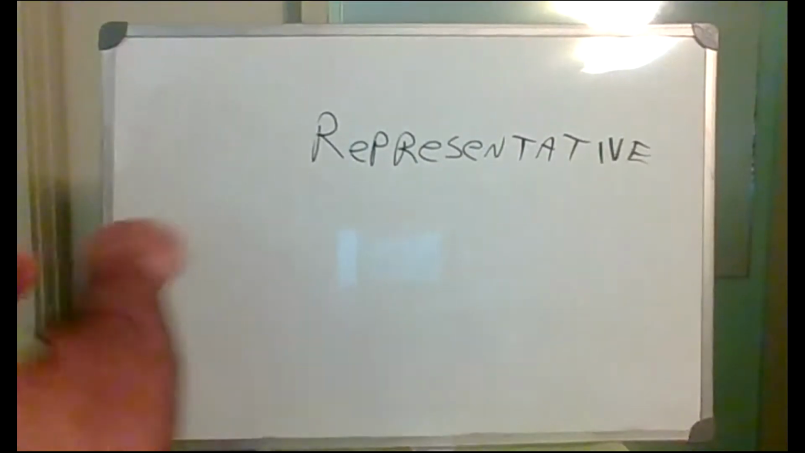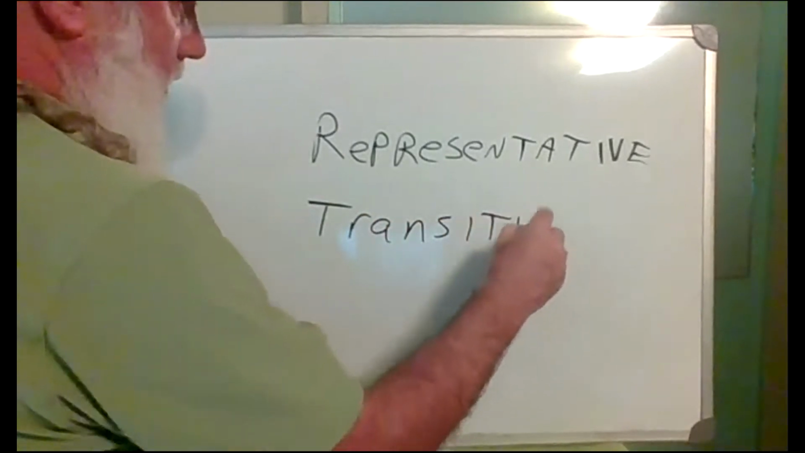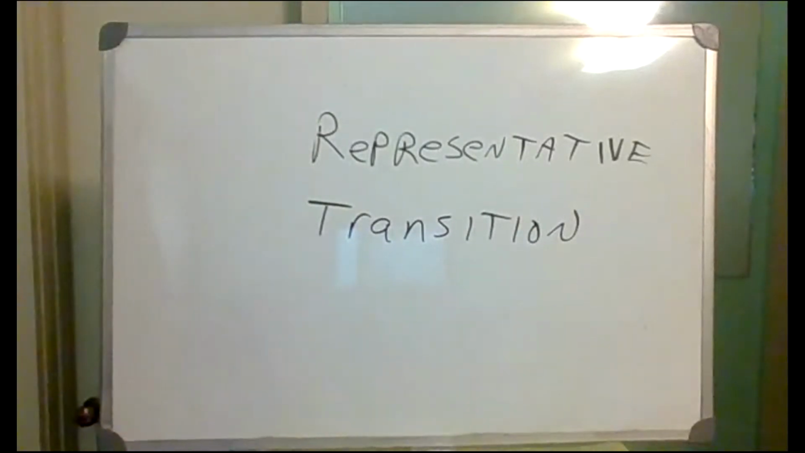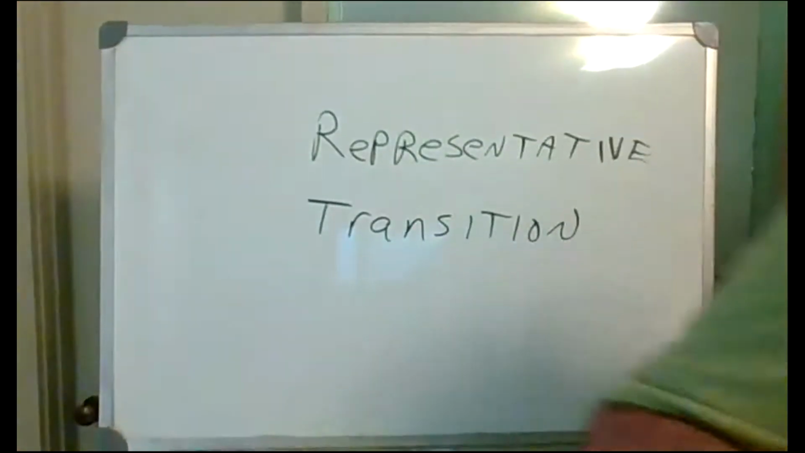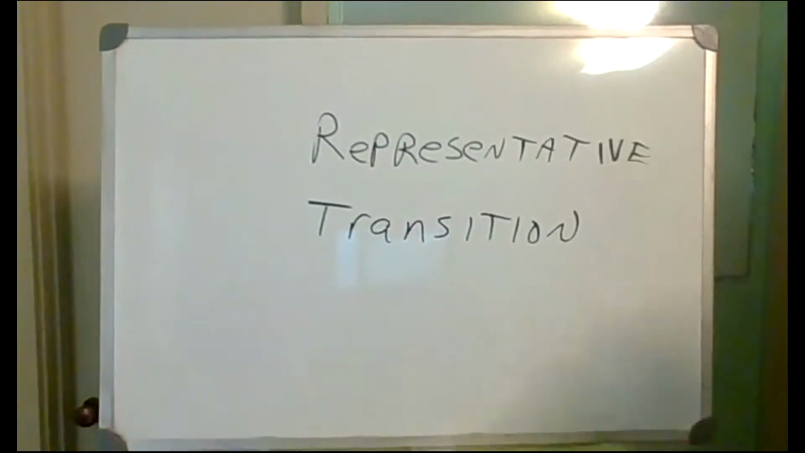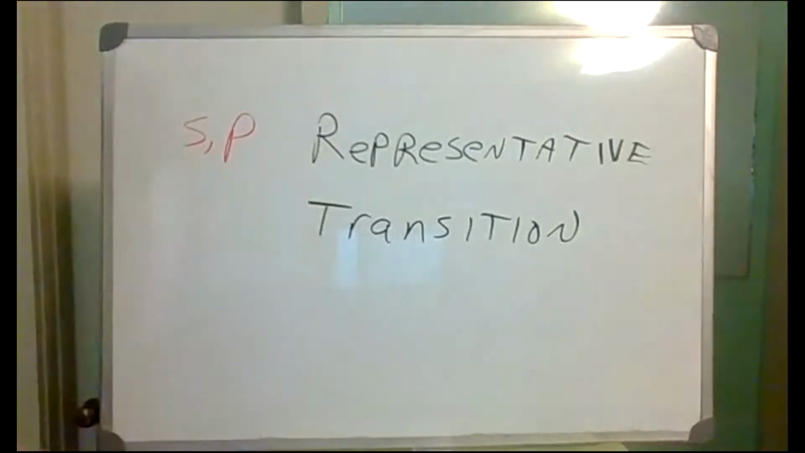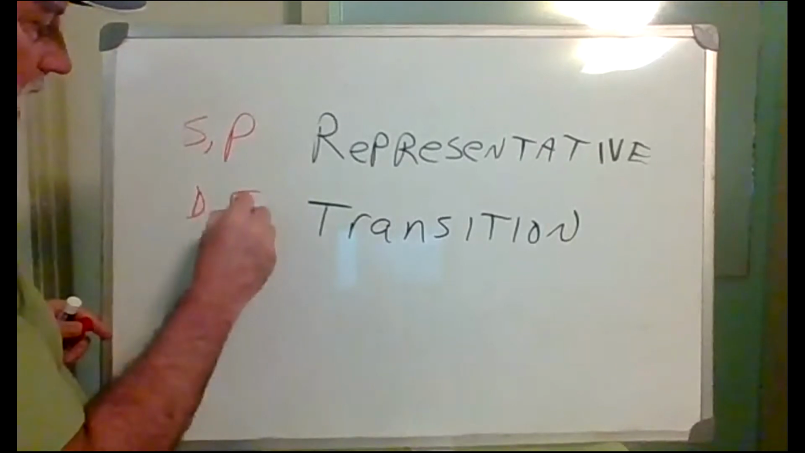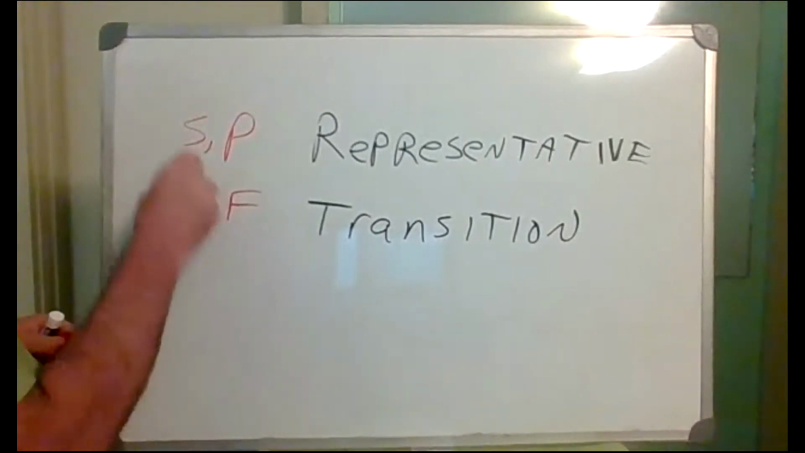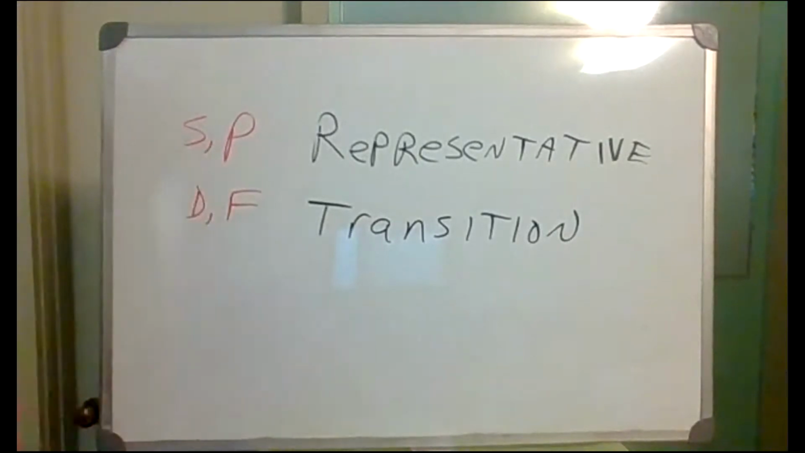Okay, so representative elements and transition elements. Every element is either representative or transition. It is very easy. The representative elements are the S and P block, and the transition elements are the D and F block. So the blue and the orange, and I can't remember what color the S was, but the P was yellow.